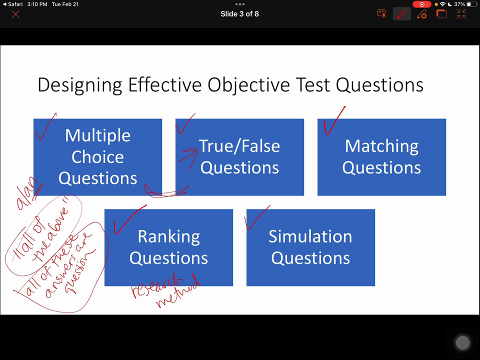And then simulation questions. These are really fantastic for case studies and application. Sometimes these are the only ways that you can actually get at an application: asking them a scenario or a simulation and then having them basically describe how they would approach it, what they would do, or what they might find.